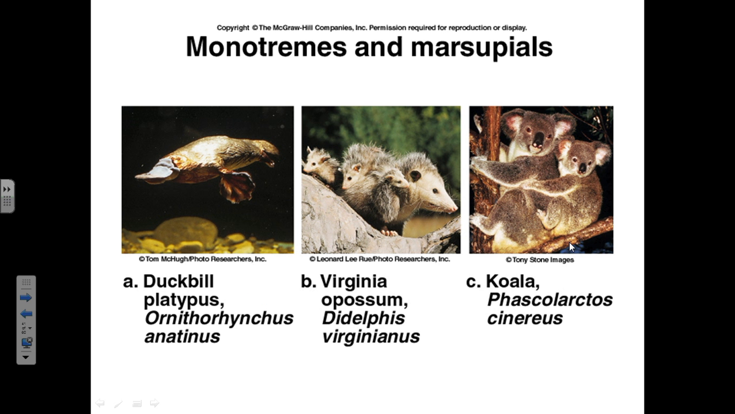So there's our platypus. Here's a possum, koala. Those are all marsupials. No, those are not all marsupials. This is a monotreme. These two are marsupials.